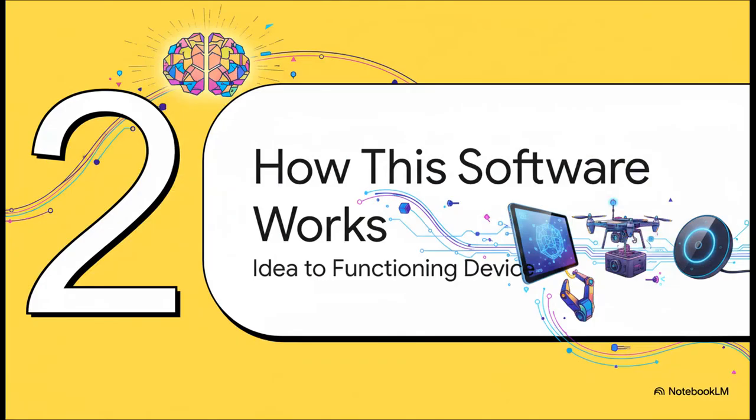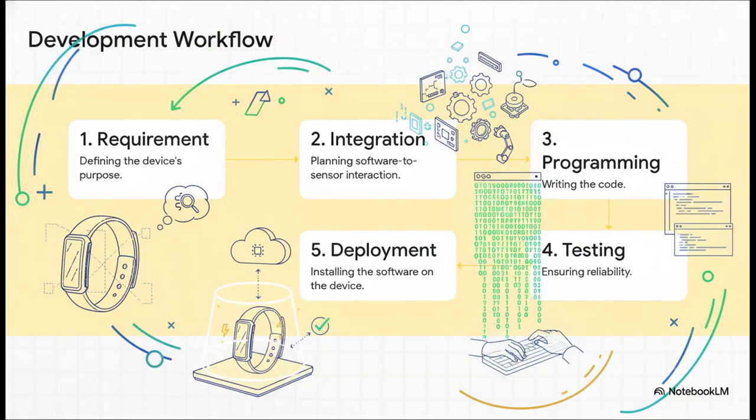Okay, so we get what it is, but how does this software actually come to life? Let's take a look at the journey from a simple idea to a fully functioning device. You know, the whole process is incredibly deliberate. It all starts with defining exactly what the device needs to do, no more, no less. Then, developers figure out how the software is going to talk to all the physical parts, the sensors, motors, buttons, you name it. Then comes the actual coding, and that's followed by some seriously rigorous testing, because in a lot of these systems, failure is just not an option.